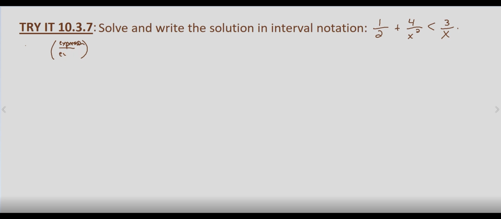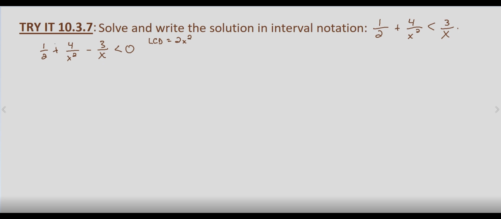So how we do that is, when we have this form, we need to look at getting everything over the least common denominator. So first, let's move everything to the left-hand side, which gives us 1/2 plus 4 over x squared minus 3 over x, and that's less than 0. So what's our least common denominator? We have 2, we have x squared, and we have x. So we need a 2, and we need x squared. So our LCD, our least common denominator, is 2x squared.